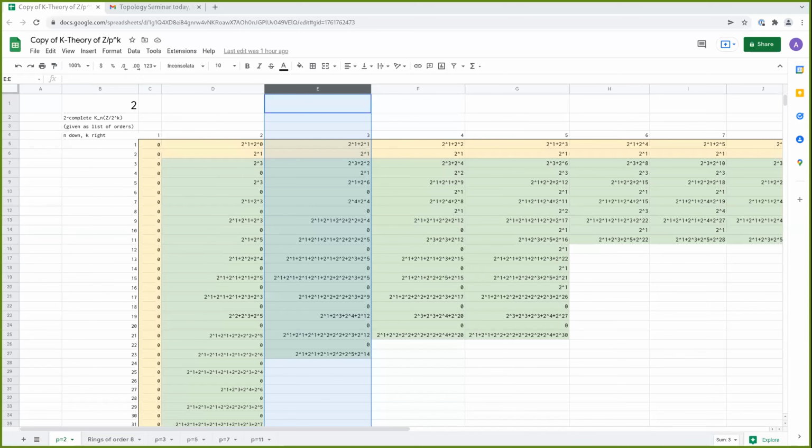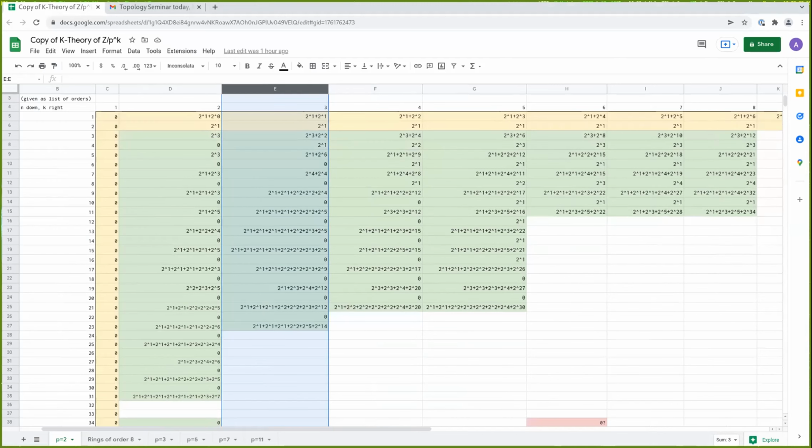So I have these tables here. Can you see these? Yeah. Every column is one ring, and this is all p equals 2. The first column here is Z mod 4, the second is Z mod 8, Z mod 16, and so on. And then I've just written the orders of the cyclic summands, and 0 if there's no cyclic summand.